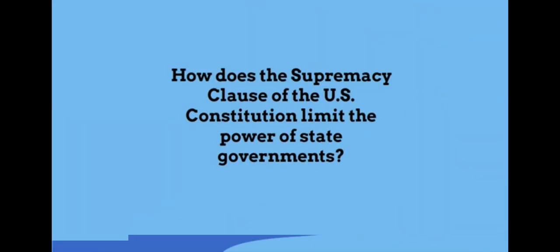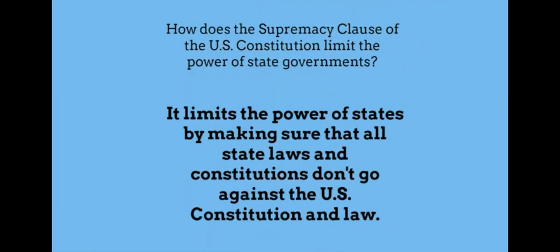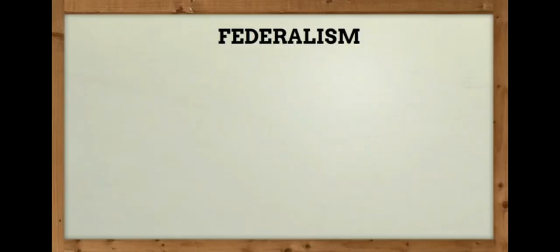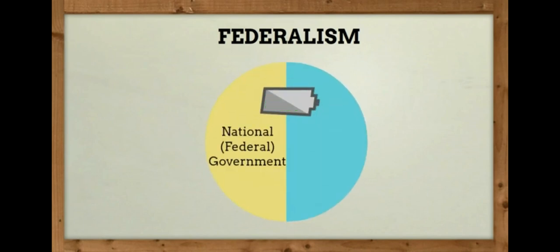Let's try another. How does the Supremacy Clause of the U.S. Constitution limit the power of state governments? The Supremacy Clause limits the power of states by making sure that all state laws and constitutions don't go against the U.S. Constitution and law. Ultimately, federalism is a system that is intended to make sure that power is shared between the federal and state governments to best serve the people. It balances control between the federal government and the states and creates a stronger and better system of government for us all.